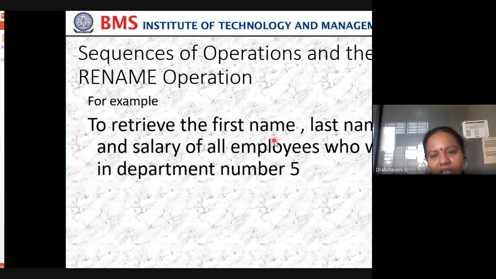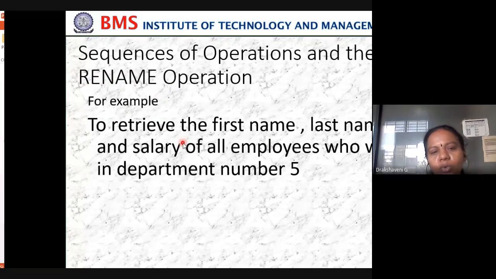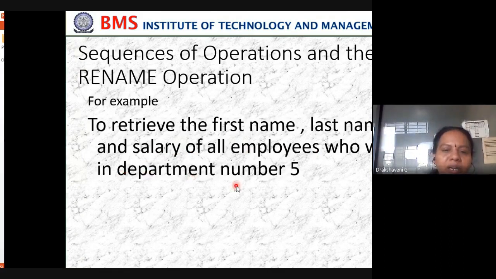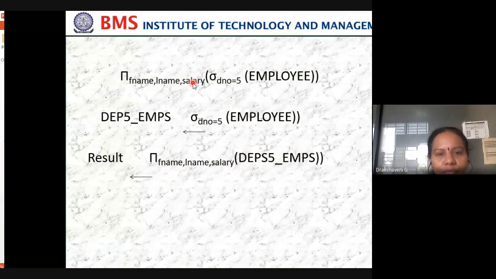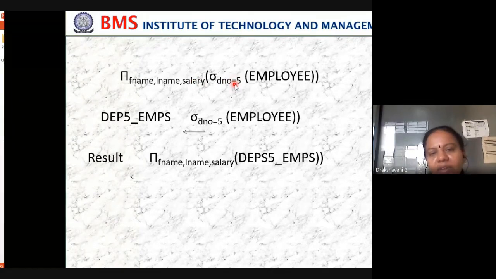So retrieve the first name. What is the example we want to do? We want to retrieve the first name, last name, and salary of all the employees who work in department number 5. Those people's details are required. So you can see first name, last name, salary from department 5. The employee should be working in department 5 and his first name, last name and salary is required. From which table? From employee.